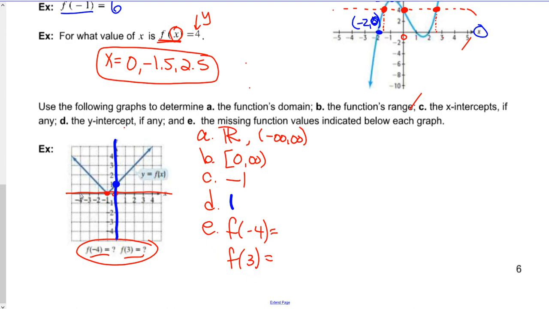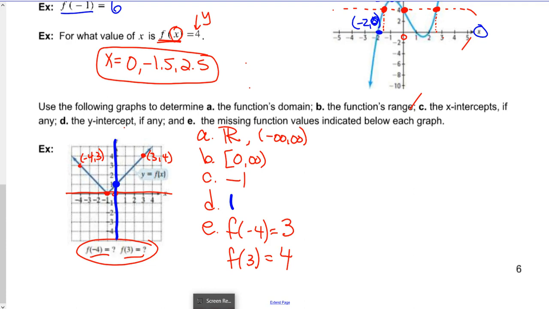So let's go over on our graph at -4, and I'm going to look at this point. That is the point -4, 3. Therefore, when I throw in -4, 3 is going to kick out. Therefore, f of -4 is 3. And if I go over to +3, and I look at that point right there, that is the point 3, 4. Therefore, when I throw in 3 into my function, what kicks out? It is a 4. Therefore, f of -4 is 3, and f of 3 is equal to 4.